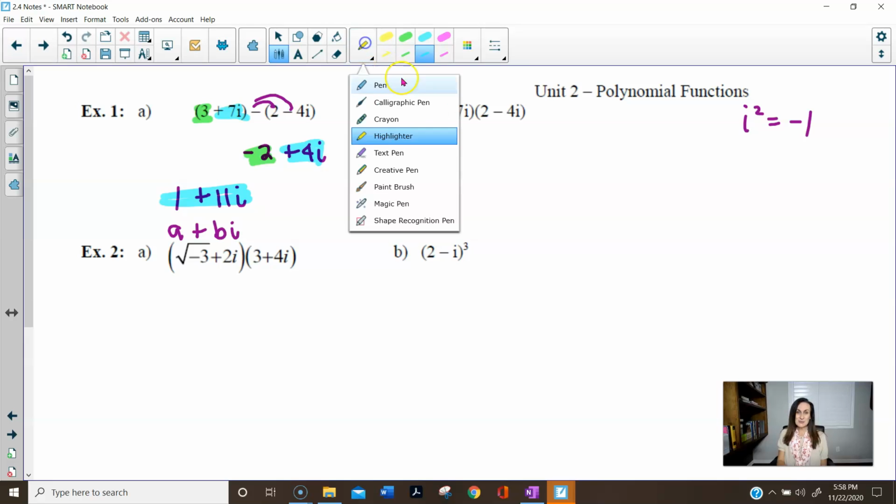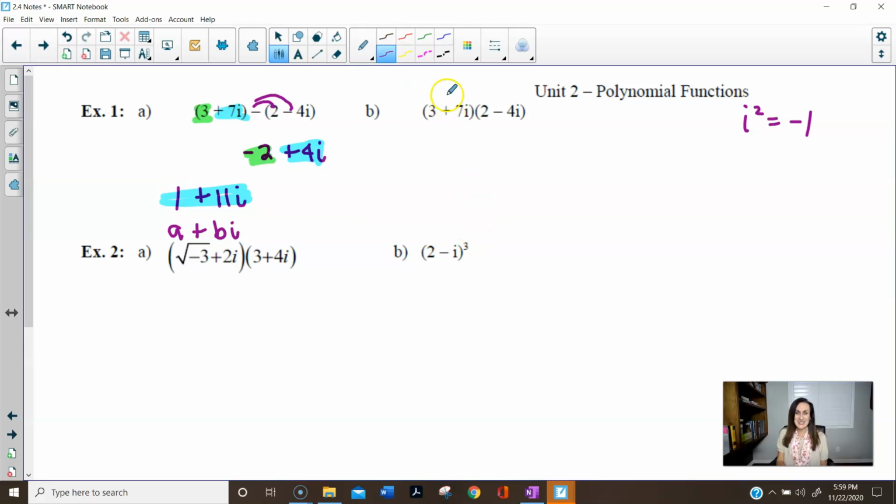All right, the next problem is multiplication. And since it's a binomial times a binomial, we're going to use the distributive property, which is FOIL. So first times first is 6. 3 times 2 is 6. Outer is 3 times -4i, which is -12i.